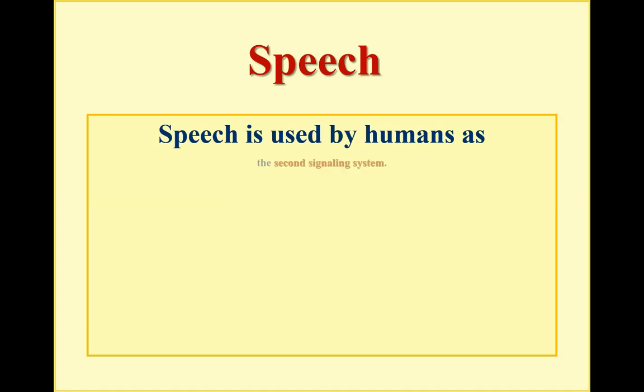Now we come to the second part of the lecture, the second division, which is speech consideration. Speech is used as the second signaling system. As you know from the previous lecture, humans developed, additionally to the first signaling system that is characteristic for all living creatures, the second signaling system, which gives us the possibility to communicate and to convey much more information than can be transferred in any other way.